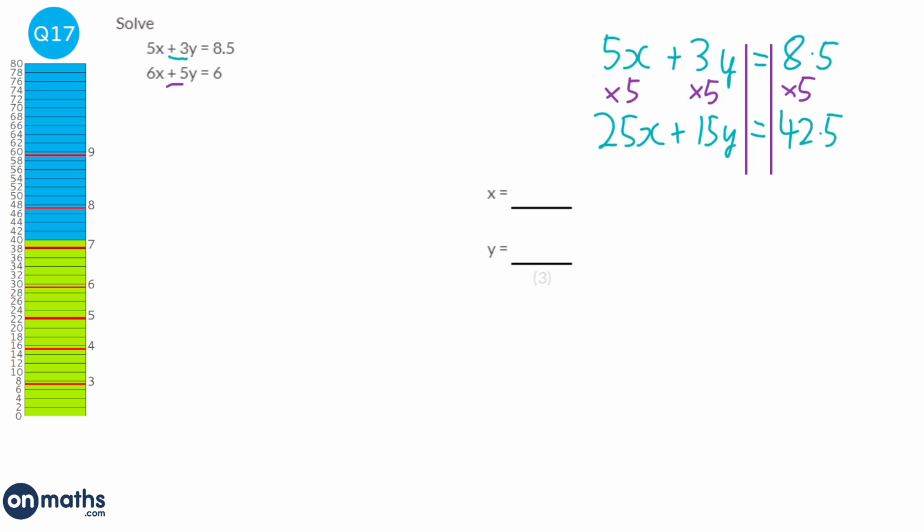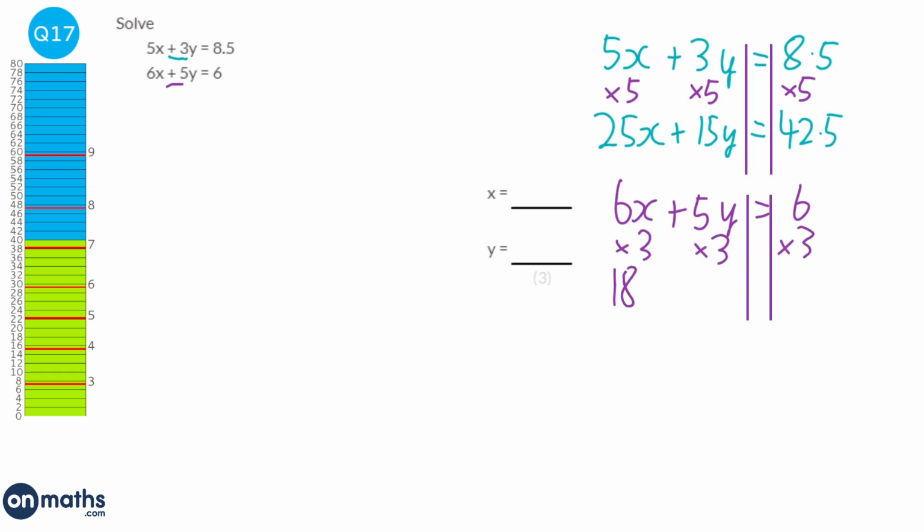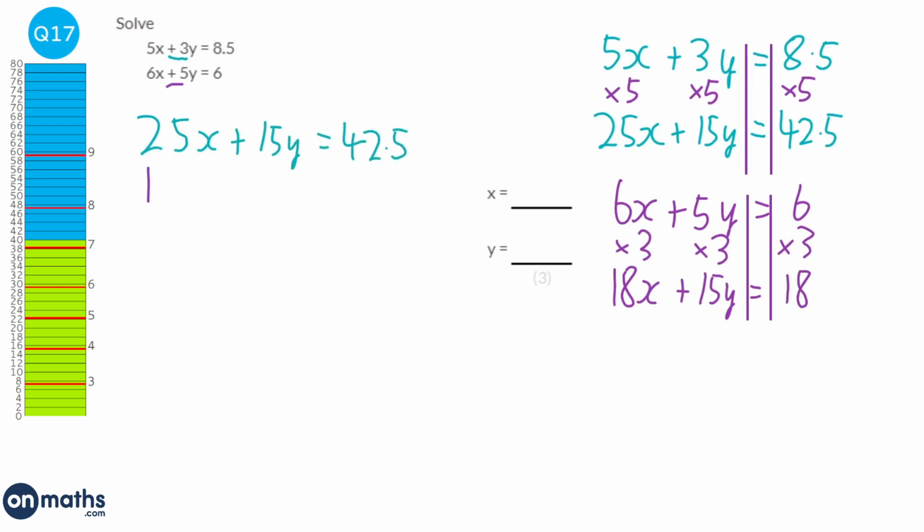And we're going to do the same with the second equation. Just going to write it out, and then we're going to make that second term 15y. And we're going to do that by times everything by 3. So 6x times 3 is 18x plus 15y, and then that's going to be 18. So we're going to write these equations again, so we can work our simultaneous equation magic on them.